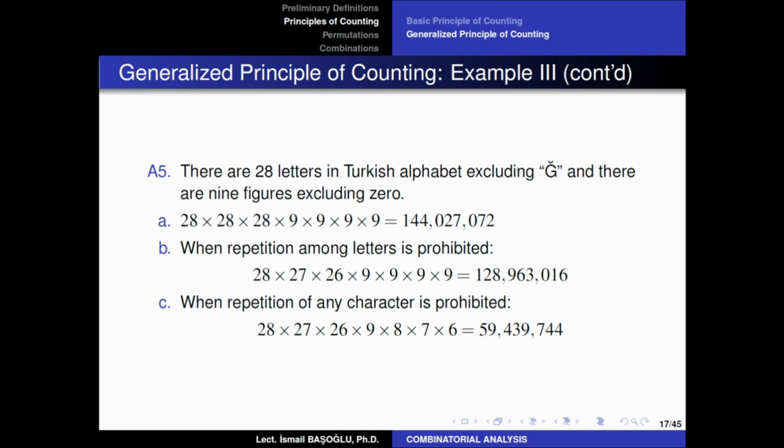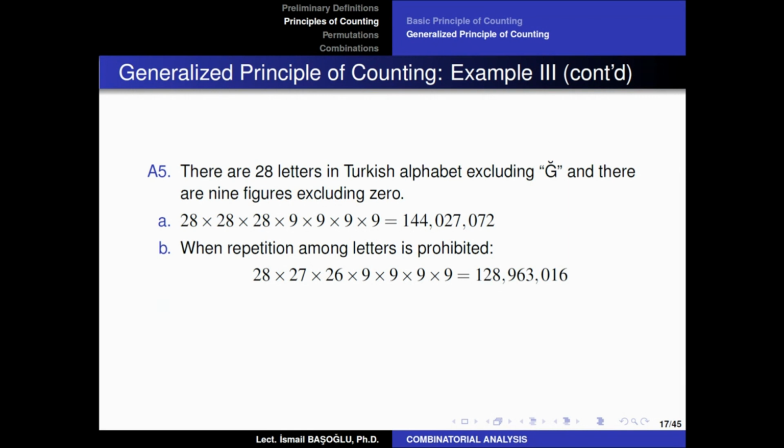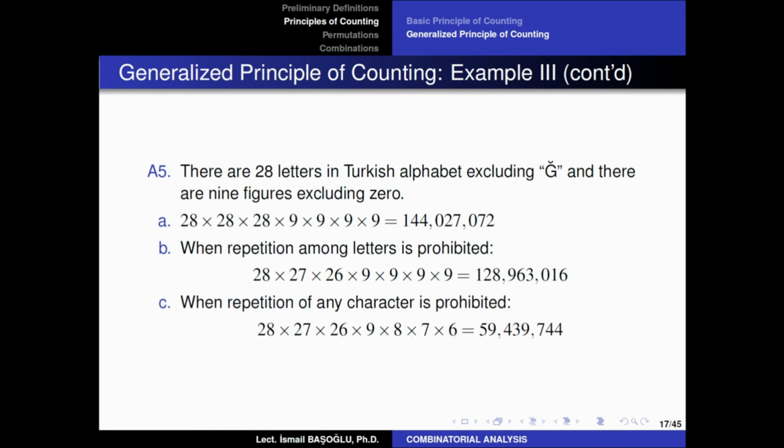So this is how we apply the generalized principle of counting if we have repetition restrictions, and this is how we solve that.